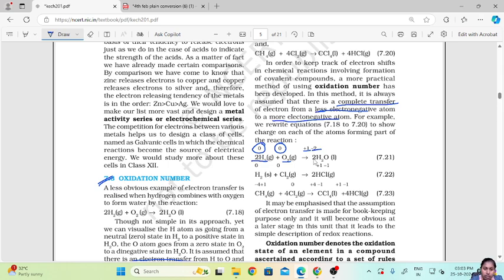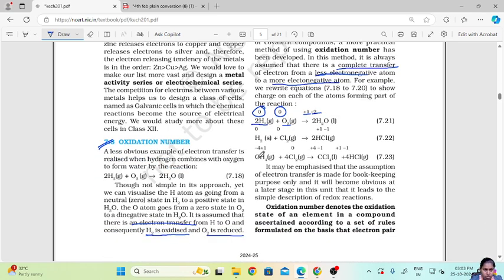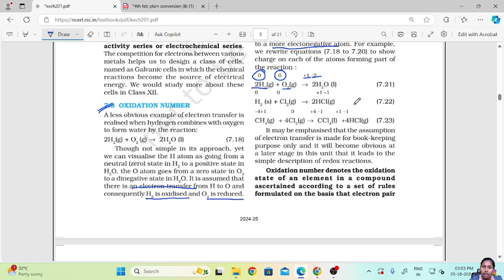Okay, similarly for the other two molecules also, initially they were zero, but as they combined to form a molecule, they each got a charge of plus and minus 1. Okay, similar with other molecules. It may be emphasized that the assumption of electron transfer is made for bookkeeping purpose only, and it will become obvious at later stages, until then it leads to the simple description of redox reaction.